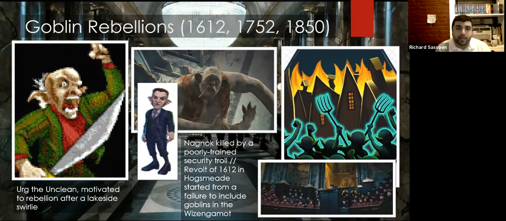During the 1752 and 1850 rebellions, necessarily the wizards would have been caught on both sides. They would have had to put down the Goblin Rebellion while at the same time hiding all of this from Muggle eyes who might see this. We don't know the extent to which the goblins are complicit or adherent to the international statute of secrecy.